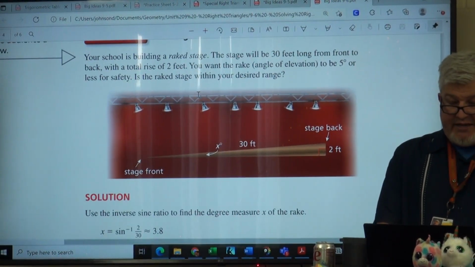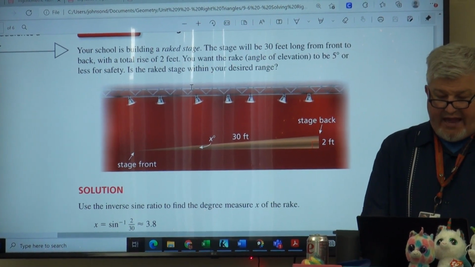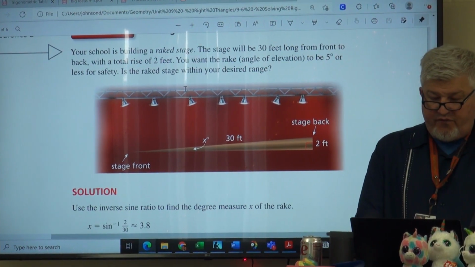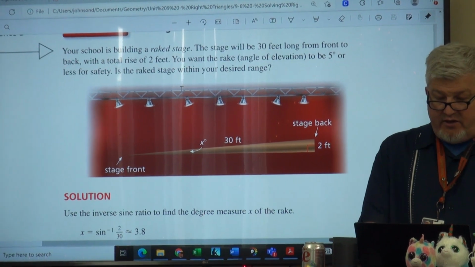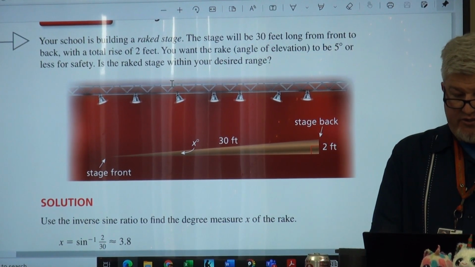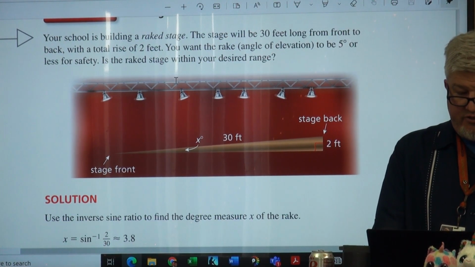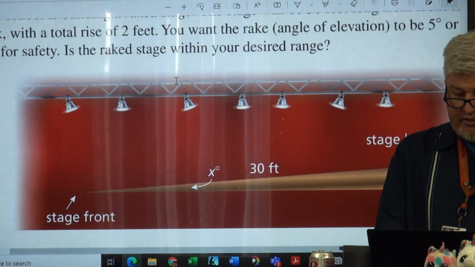Your school is building a raked stage. The stage will be 30 feet long from front to back with a total rise of 2 feet. You want the rake, or the angle of elevation, to be 5 degrees or less for safety. Is the raked stage within your desired range?